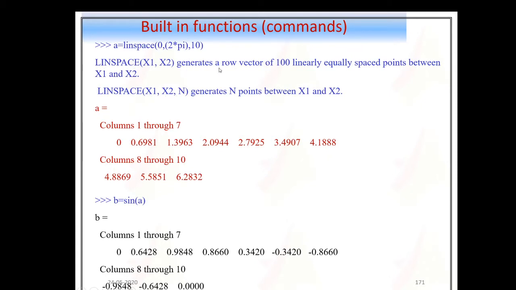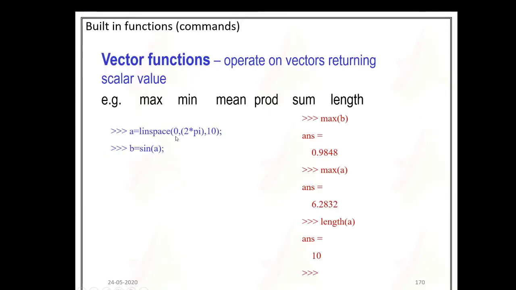It is going to generate a row vector of 100 linearly equally spaced points between x1 and x2. If you are not giving any value of n, by default it is going to generate 100 linearly spaced points. Otherwise, if I want to generate just 10 points between x1 and x2, I have to give this. Now you can see from 0 to 2 pi is divided into 10 equal parts.